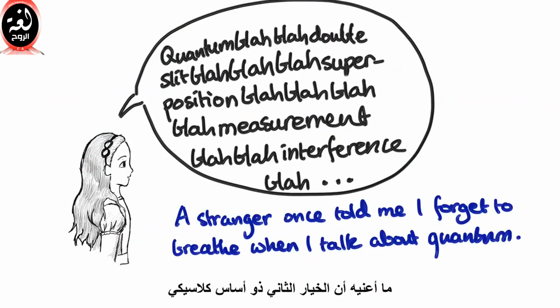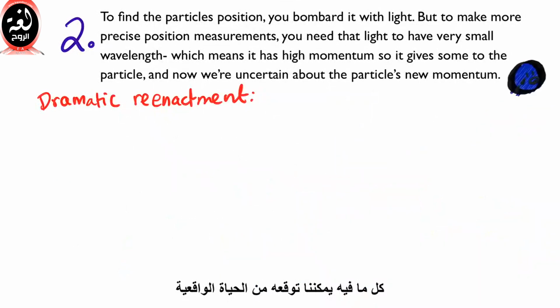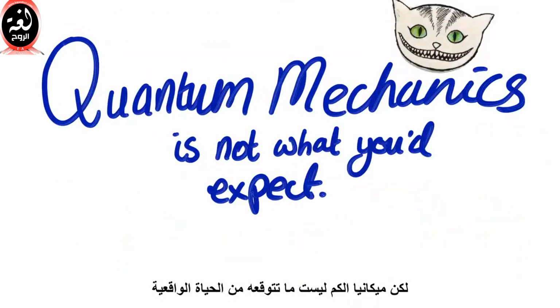I mean, this second option is basically classical. There's pretty much nothing there that you wouldn't expect from real life. Quantum mechanics is not what you'd expect from real life. So let me explain the real Heisenberg Uncertainty Principle.